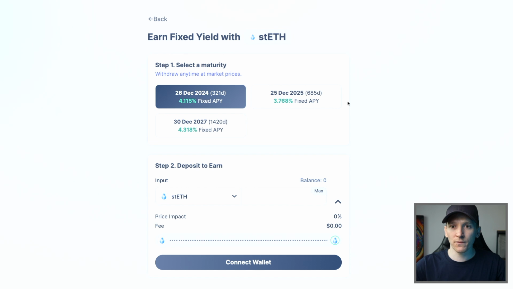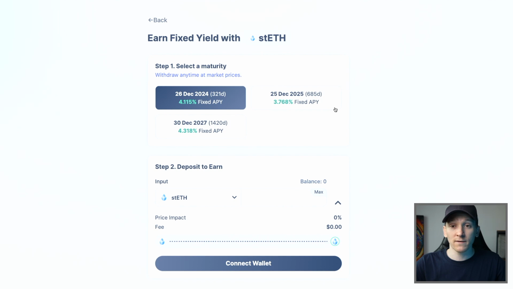Now, there's a couple of different points here. The first one is over a certain period of time, you have to fix that time, and that has to be part of the contract. So you can see different maturities here. There's a 321-day maturity, 685-day, and 1,420 day, because you have to enter into a contract essentially where you're saying, I will give up the yield of this token for a set period of time. And the other person says, yes, for this set period of time, I am going to pay you this yield.